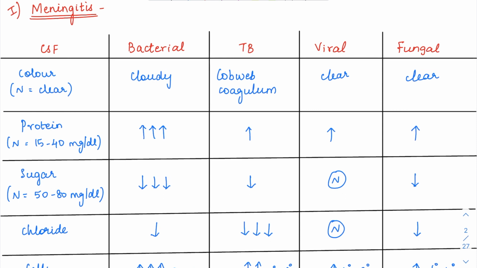So in bacterial meningitis, the CSF fluid is going to be cloudy, and in all of the infectious causes the proteins will be elevated. But it is in bacterial meningitis that it is elevated far beyond the normal limits. So very much increased protein levels will be seen in bacterial causes of meningitis. Sugars will usually be decreased in bacterial meningitis because the bacteria will consume the sugar. So the sugar levels of CSF will be grossly decreased in bacterial, while in tubercular also it will be decreased but not that much.